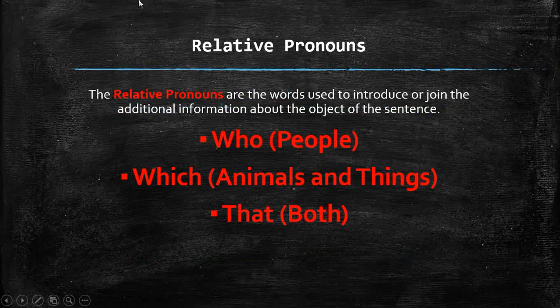Now, we have to know what are the relative pronouns. The relative pronouns are the words used to introduce or join the additional information about the object of the sentence. In this case, we have these three relative pronouns. We have who, that is used for talking about people. We have which, that is used for talking about animals and things. And that is used for both, for people or for animals and things.